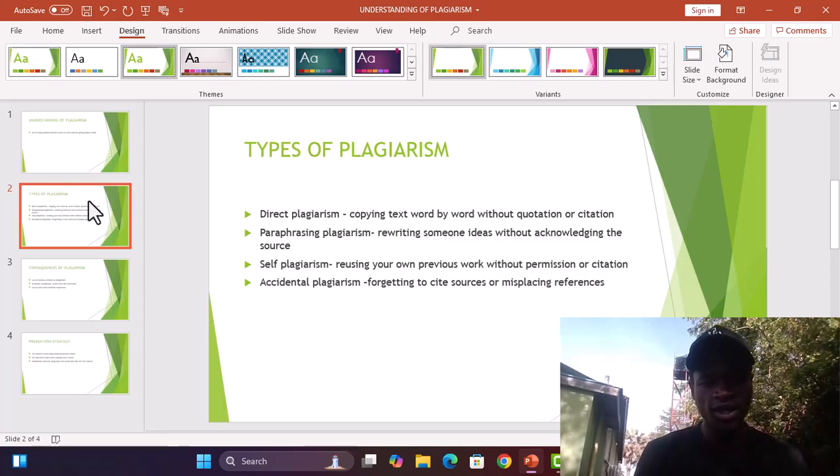The second type is paraphrasing plagiarism. Paraphrasing plagiarism is writing someone's idea in your own words without acknowledging the source. You copy or write that information without acknowledging where the information was extracted from. It's like you want to own that information, but you don't state the source.